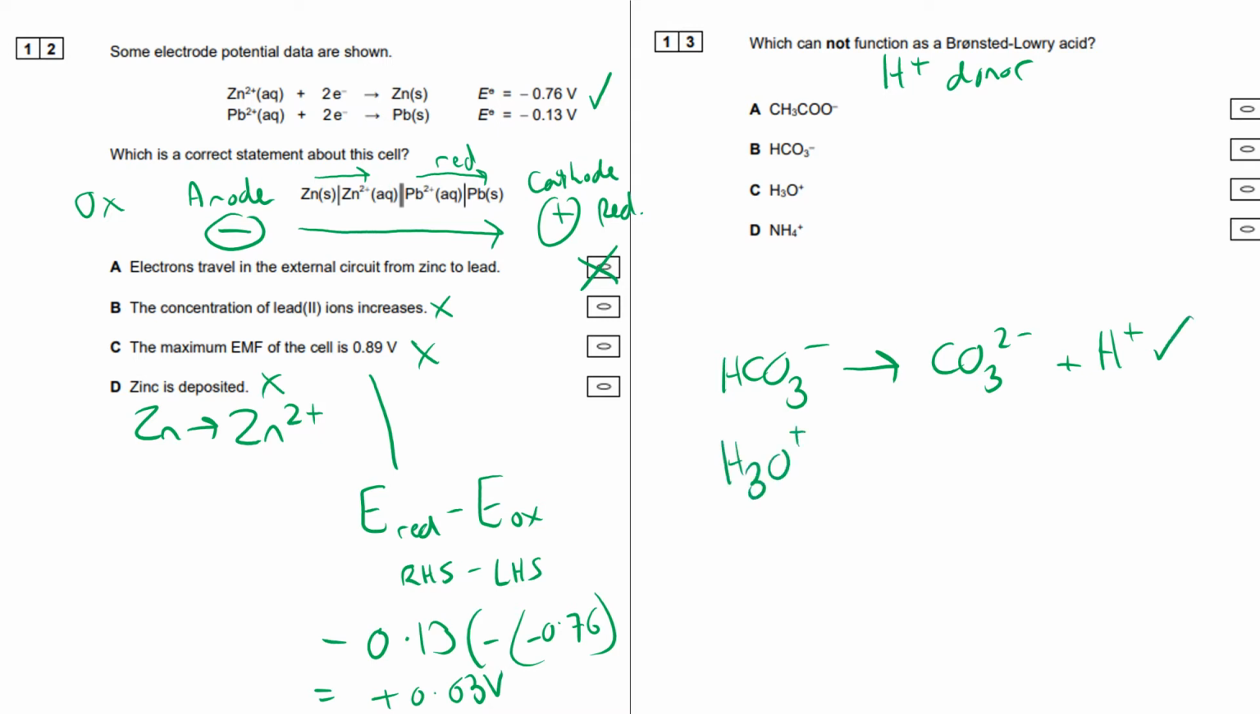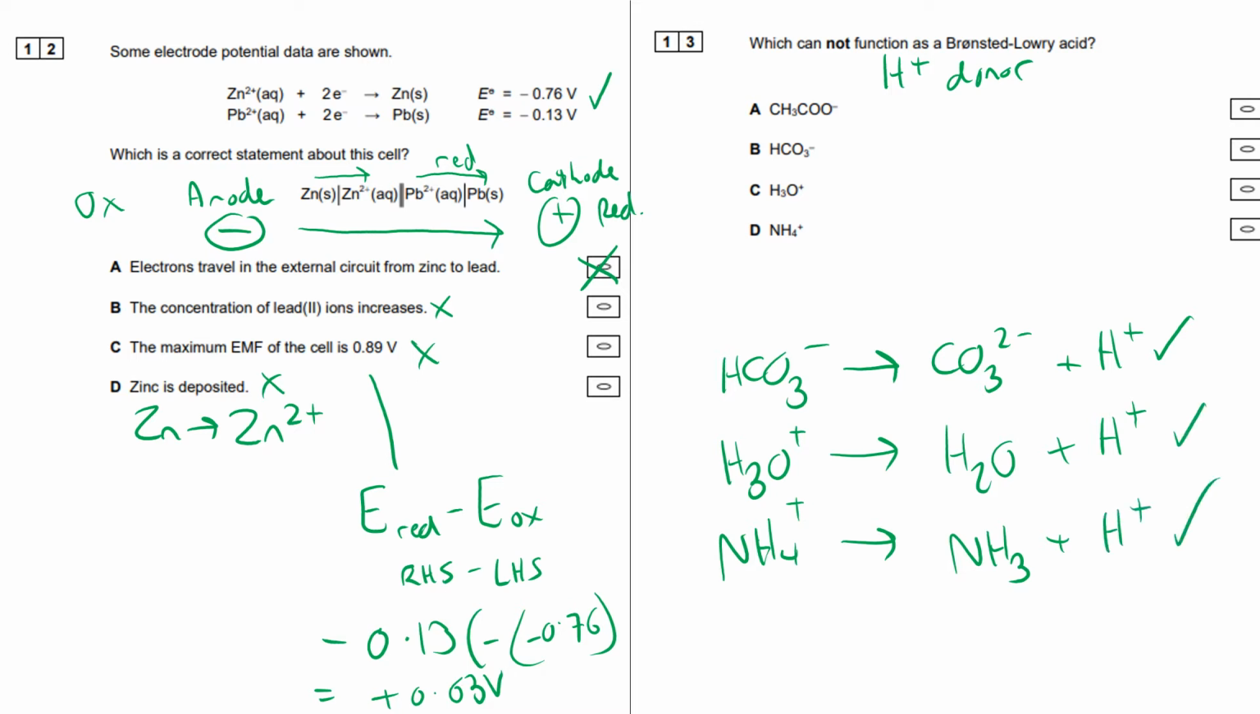H3O+, is that able to dissociate with a proton? Yes, it can. It can form water and hydrogen ions. In fact, this equation is happening in water all the time. And ammonium, you should know, can exist as NH3, ammonia, and so it can donate the H+. So all three of those answers, B, C and D, can act as acids because they can all donate protons.